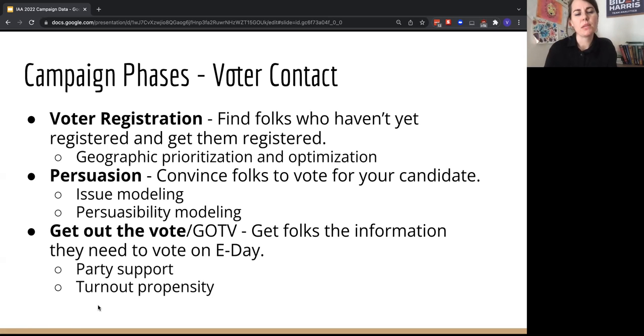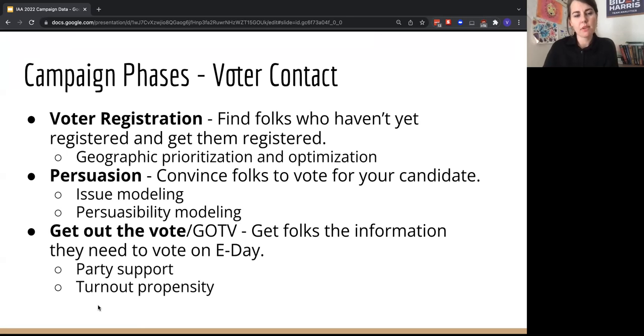We'll be sending them information about, these days in particular, vote method. Have you made your plan for how you're going to vote? Are you going to vote by mail? And if you're going to vote by mail, here are the activities that you can do to get ready for that and make sure that your registration and paperwork and everything are up to date.